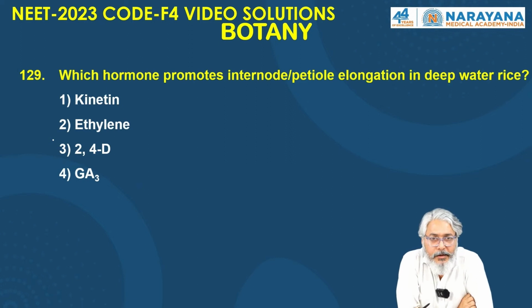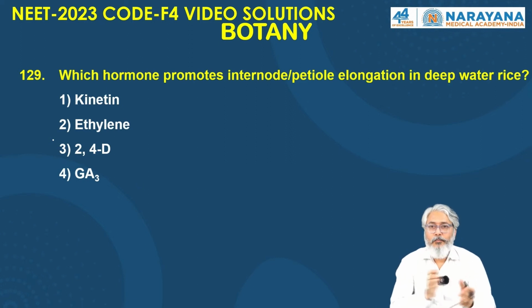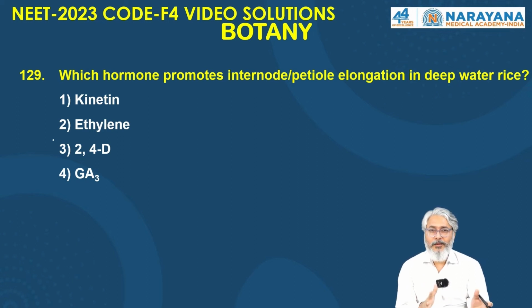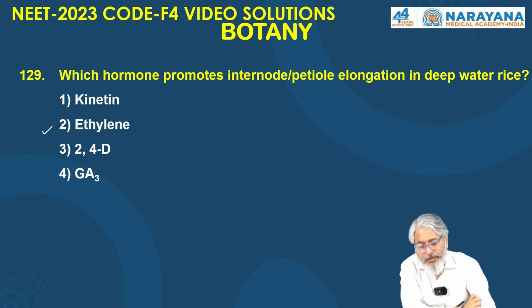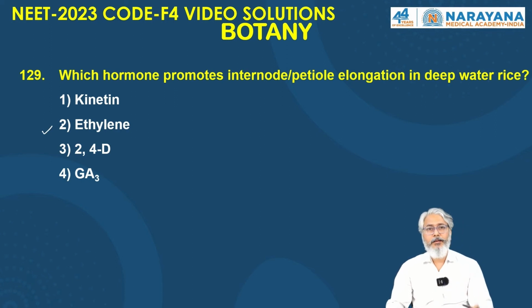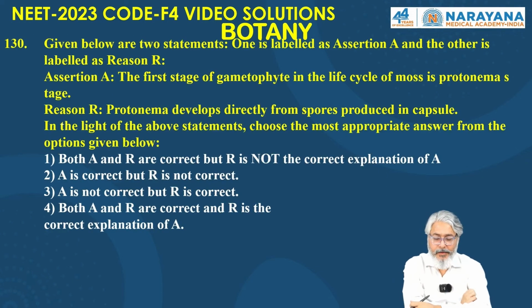Which hormone promotes internode elongation? Suppose you are being asked the half question, the answer is gibberellin, 4th option. But here they are talking about deep water rice plant. So in your textbook it is given as ethylene. So the correct answer is ethylene here. Just complete the reading of the question properly.